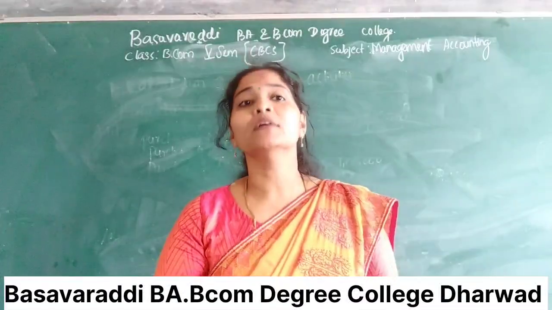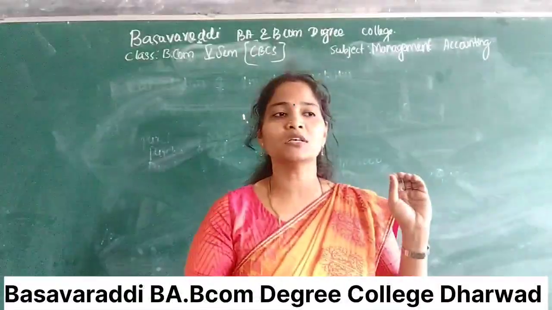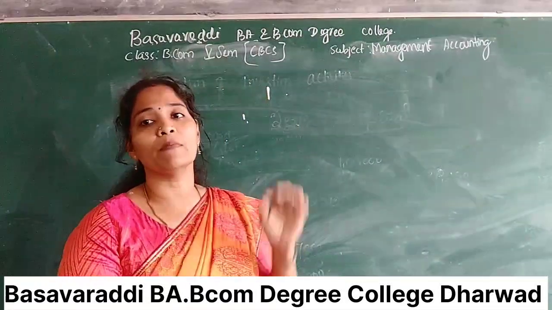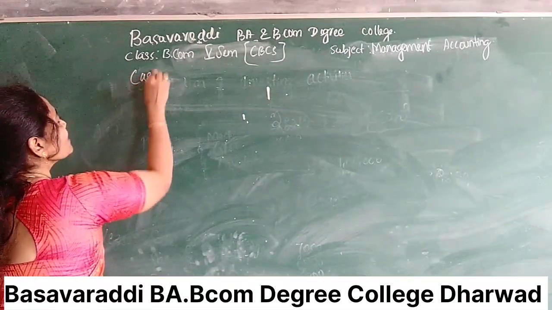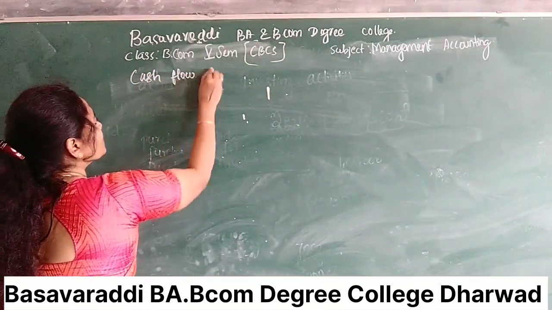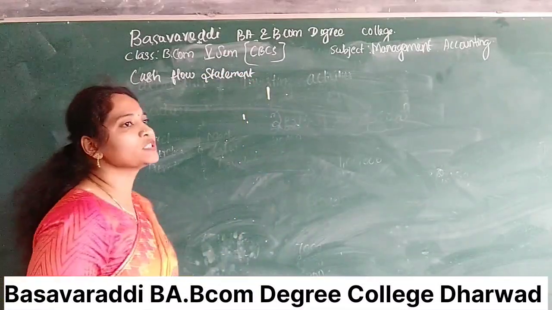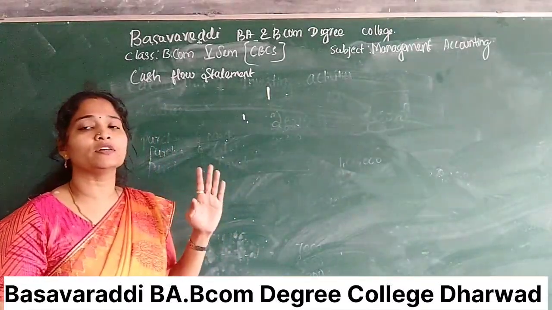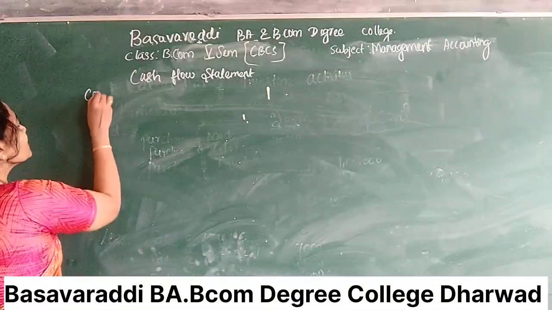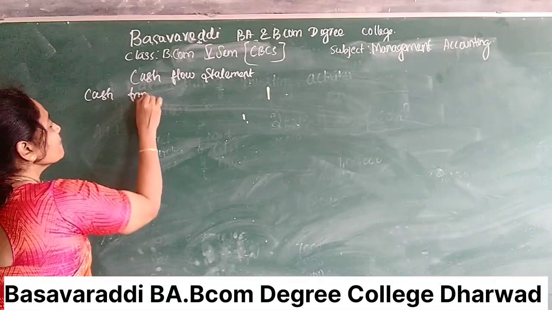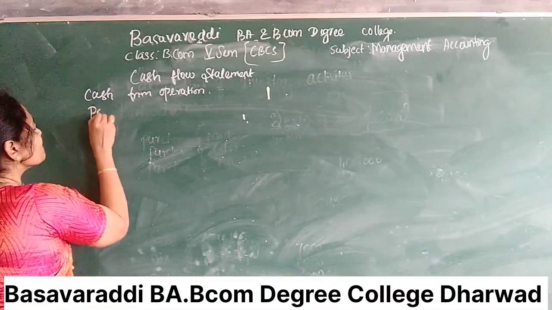How to make the format for the cash flow statement? Just listen to the format, how I am drafting the form. Heading is cash flow statement. In this cash flow statement there are three activities, all of which we have to see together in this problem. First one is operating activities, cash from operation. First one is particulars.